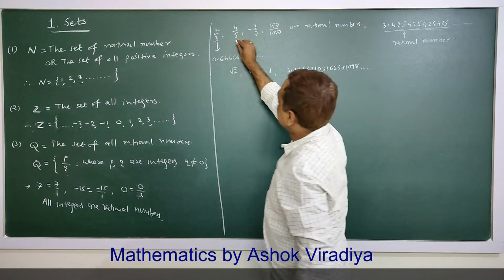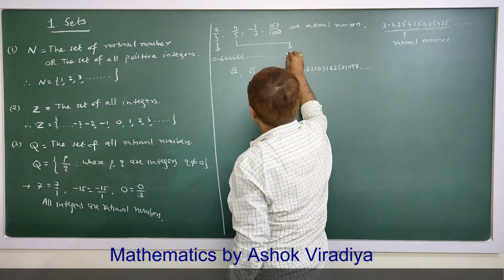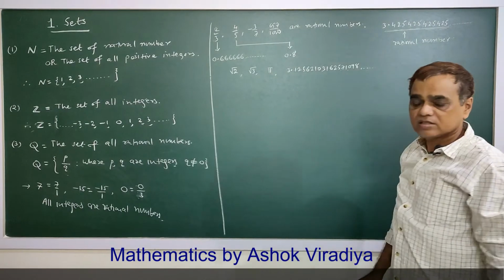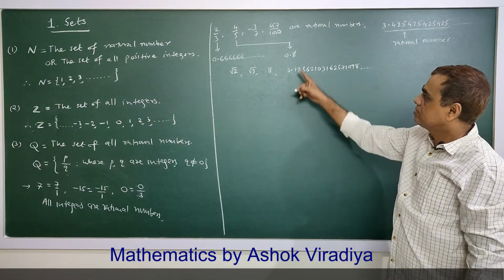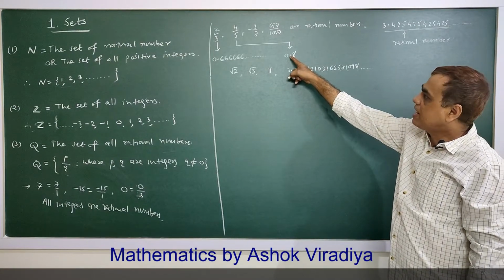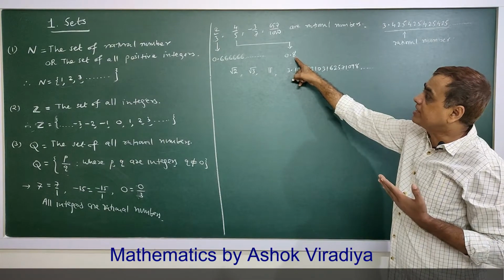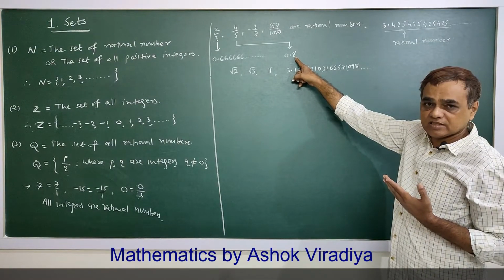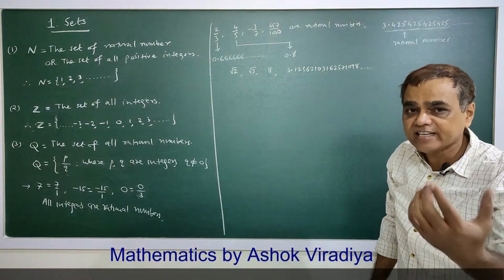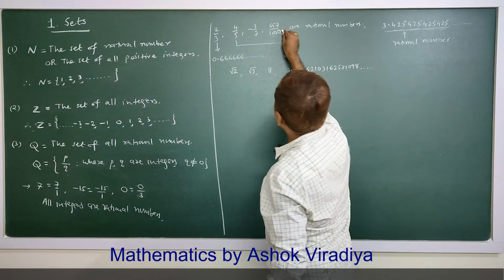If you observe, it's a decimal form. Decimal form of 4 by 5 is 0.8. Now see, 0.8. After the decimal point, there is a finite number of digits. If after the decimal point you find a finite number of digits, say look here, here I keep one more 0.